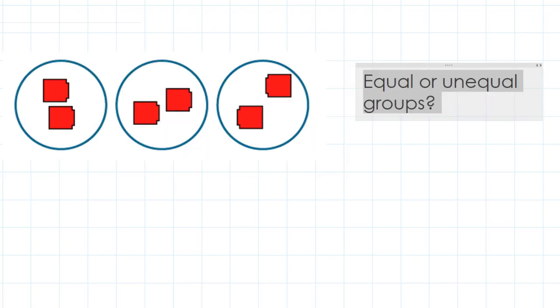So what about here? Equal or unequal groups? What do you think? Well, let me see. There are three groups and there's two in each of the groups. So they're the same. So they are equal groups. They are equal.